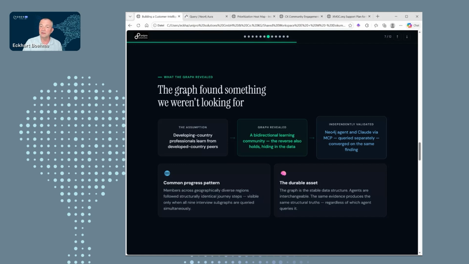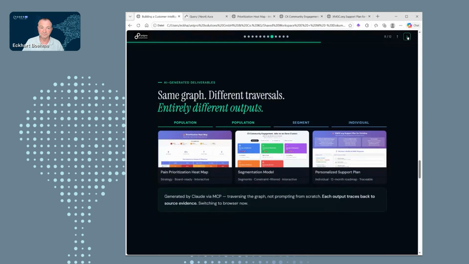People in developed countries appreciate that global perspective, so they can exchange experiences with people from around the world. They want to learn from them too. That was a really interesting fact that we found out after we looked at and analyzed the data. And that shows us it's great to have that kind of data in a graph, because you can invalidate your assumptions.